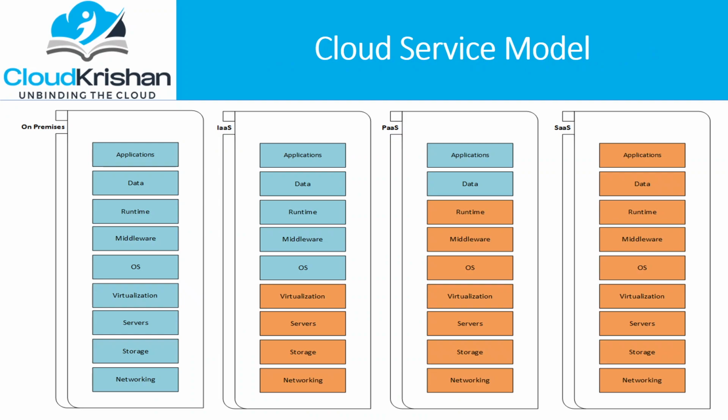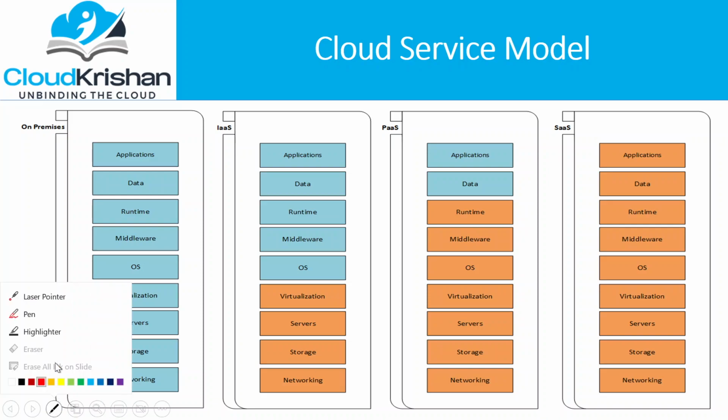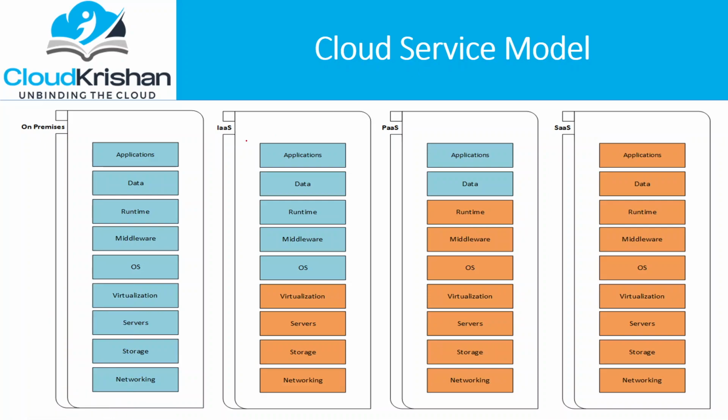Now, cloud service models. What is the cloud service model? When you move to the cloud, what are the ways or methods available to use the cloud? That is called cloud service models. Majorly, there are three models we call IaaS, infrastructure as a service, PaaS, platform as a service, and SaaS, software as a service. So these are the major ones.